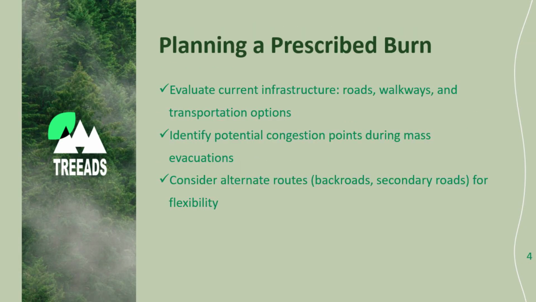To identify suitable evacuation routes, it is crucial to assess the current infrastructure in the vicinity. Examine the road networks, pedestrian pathways, and available transportation options. Explore alternative routes, such as back roads or secondary streets, to prevent congestion during mass evacuations.